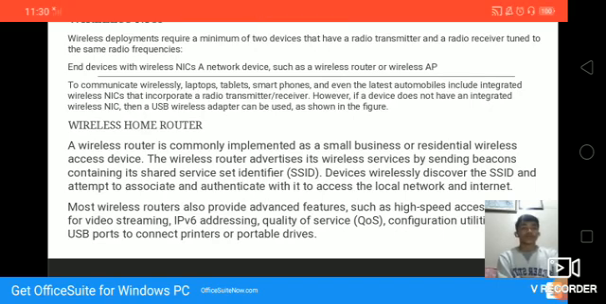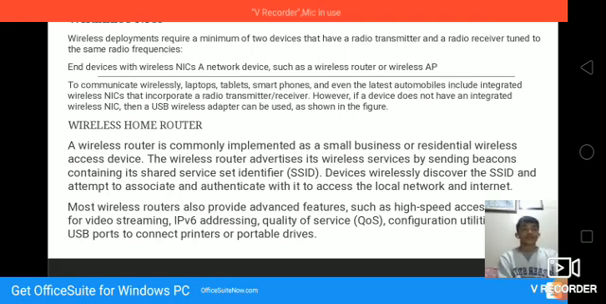Wireless home router. A wireless router is commonly implemented as a small business or residential wireless access device. The wireless router advertises its wireless services by sending beacons containing its shared service set identifier, or SSID. Devices wirelessly discover the SSID and attempt to associate and authenticate with it to access the local network and internet.